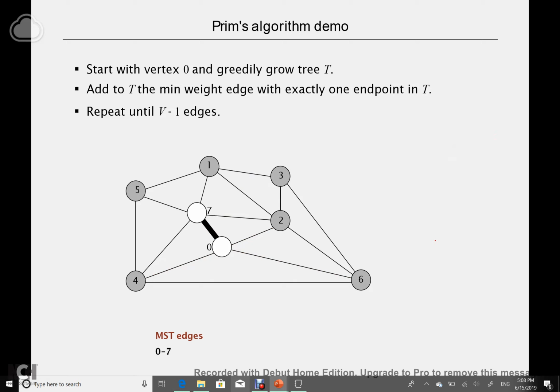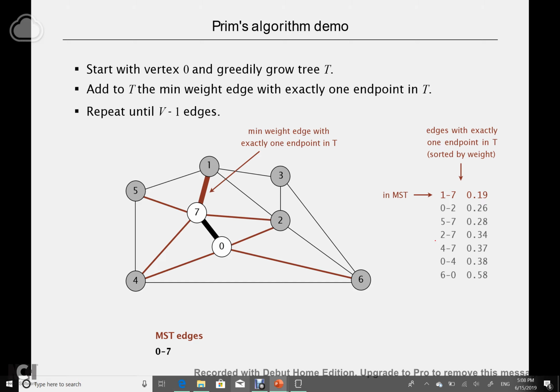Now you want to grow it even more, greedily growing by adding the smallest weight cross edge. So once you have this one, in that case.